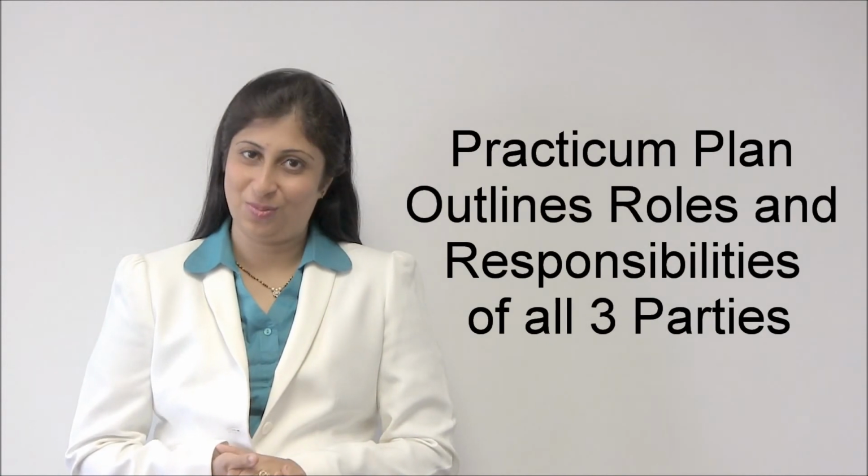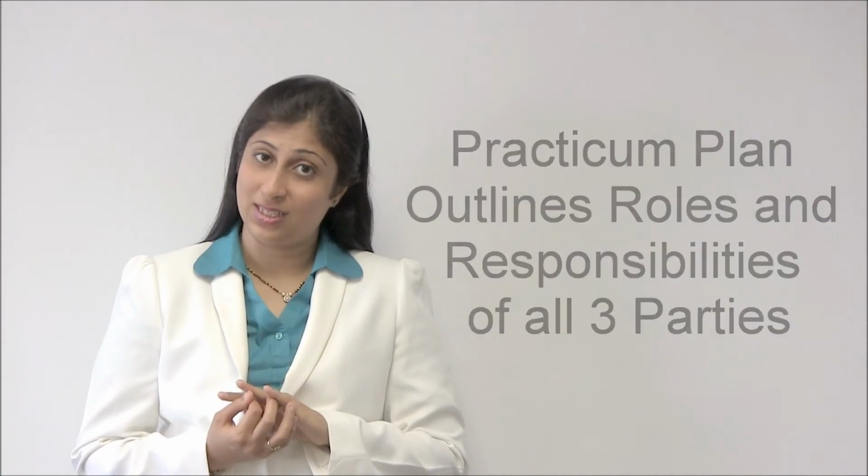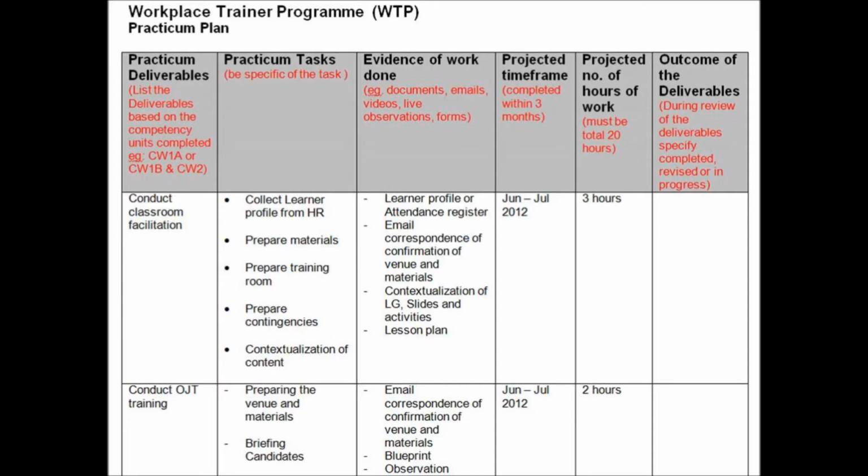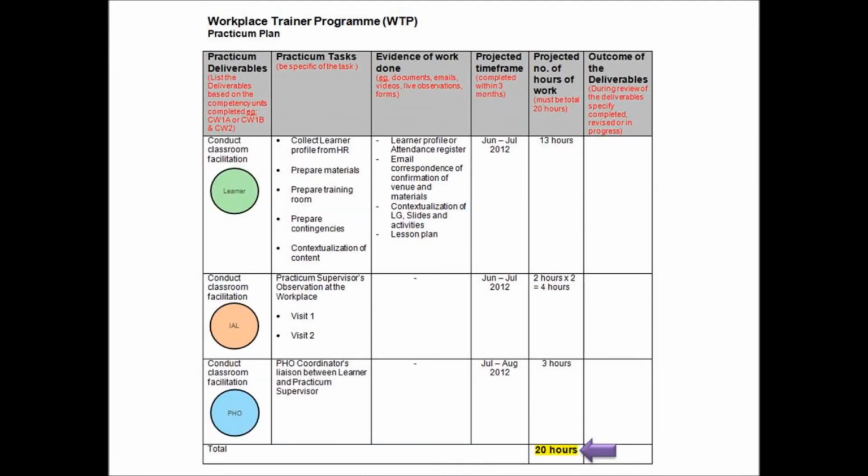The practicum plan is a document that outlines the roles and responsibilities of each of the three parties. It's also a document that talks about the duration and the tasks that each party needs to complete. Here is an example of the practicum plan. The practicum plan requires a total commitment of 20 hours from all three parties.